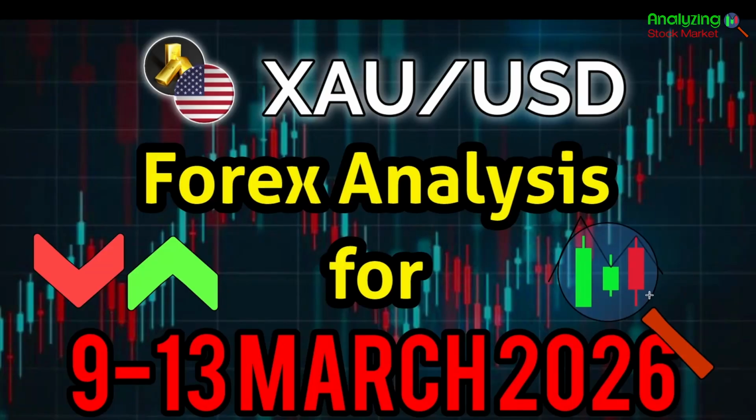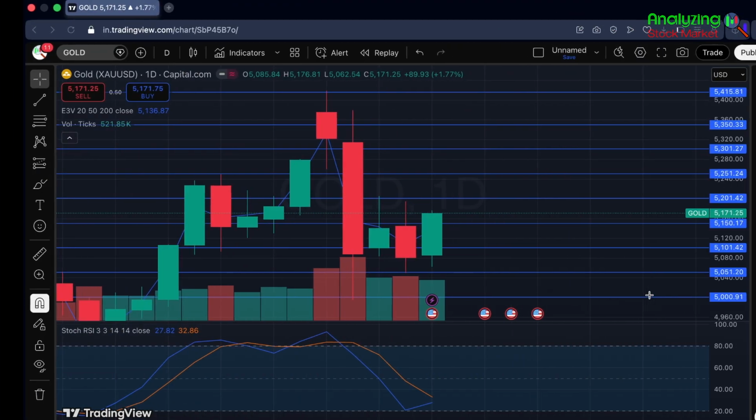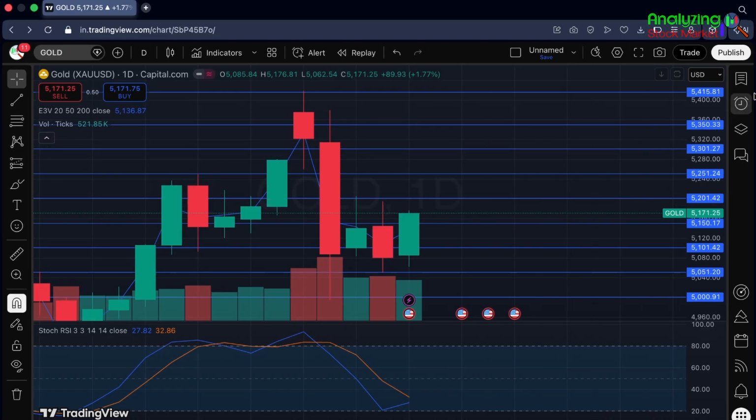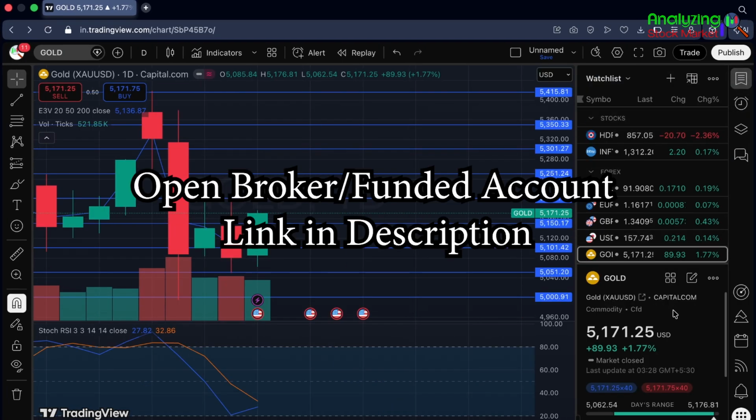So today we'll be talking about XAUUSD, that is the gold USD pair, and we'll do the forex analysis for 9th to 13th March 2026. So let's go straight to the chart. First let's see what happened in gold USD on Friday. As you can see, on Friday there was a 1.77% positive move. 5171.25 was the closing on Friday.